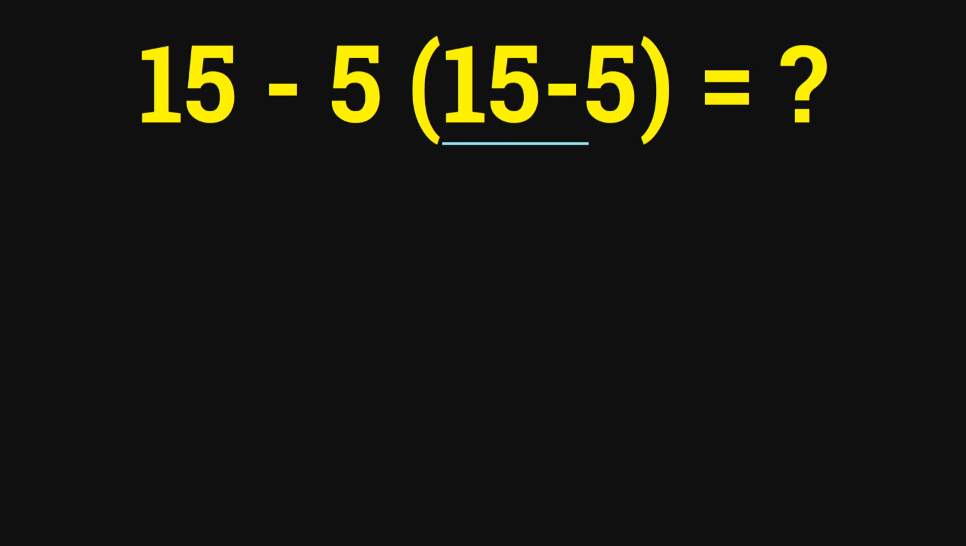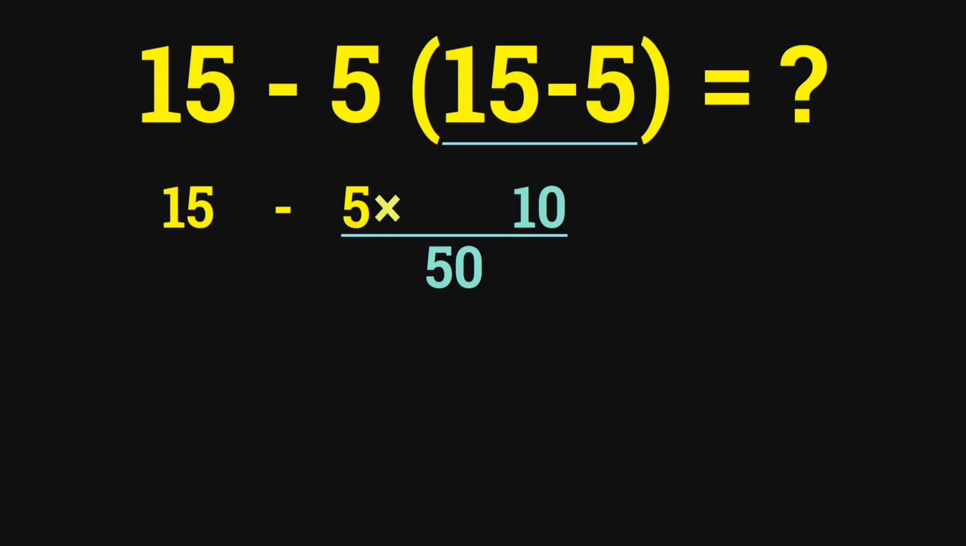So first this parentheses. We have 15 minus 5, which equals 10. Now our problem became 15 minus 5 times 10. So we must do this multiplication first. 5 times 10, which gives 50.